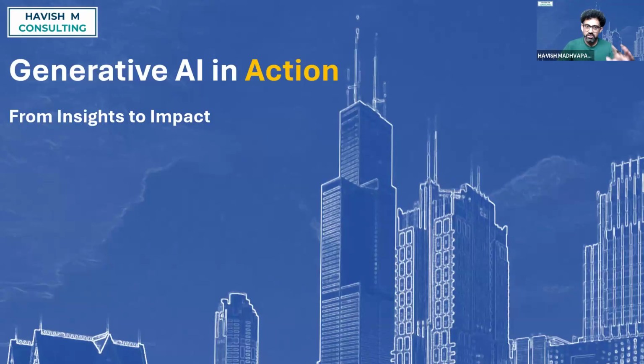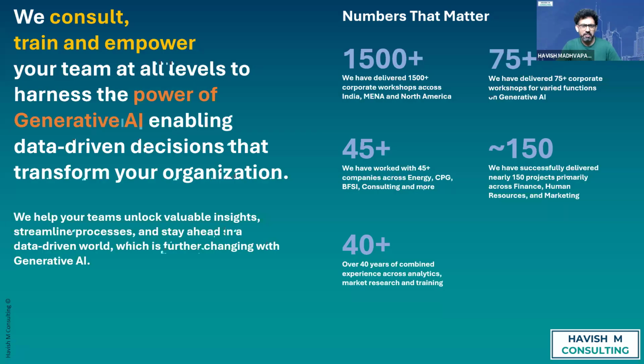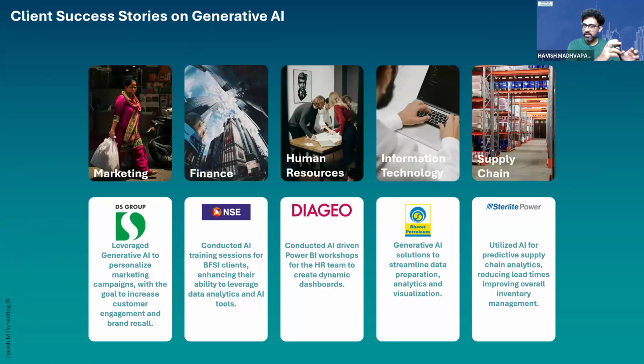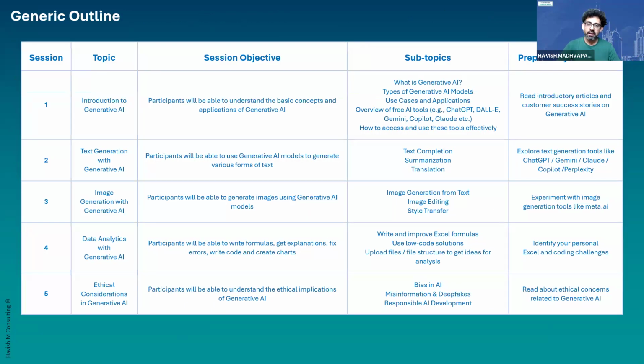So, generative AI in action, insights to impact. Then there are numbers: total training, Gen AI training, projects, clients, all of that. So I made one slide that talks about the core functional areas. So marketing, finance, HR, IT, supply chain operation, and then different clients and one line on what we are doing with each of them. Then there is a generic outline because everything else is built on top of this, right? So this is the most basic outline that you can think of.